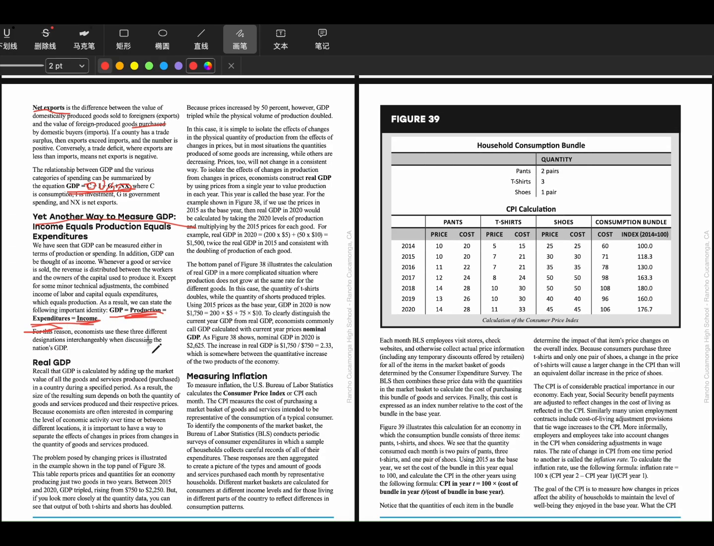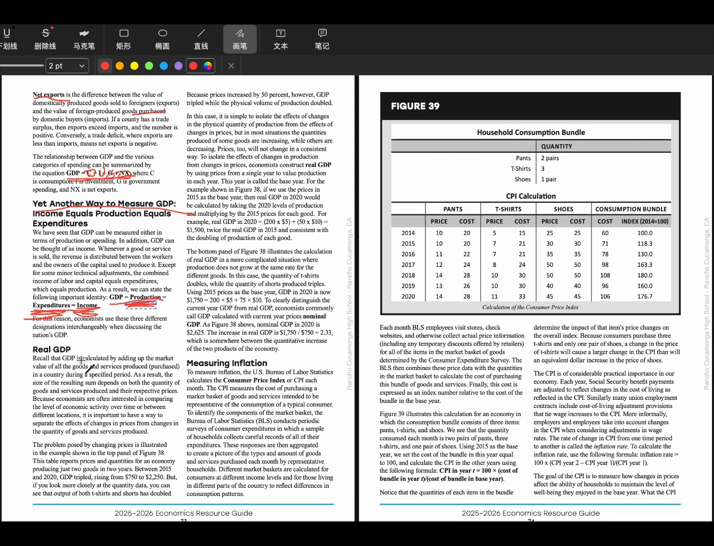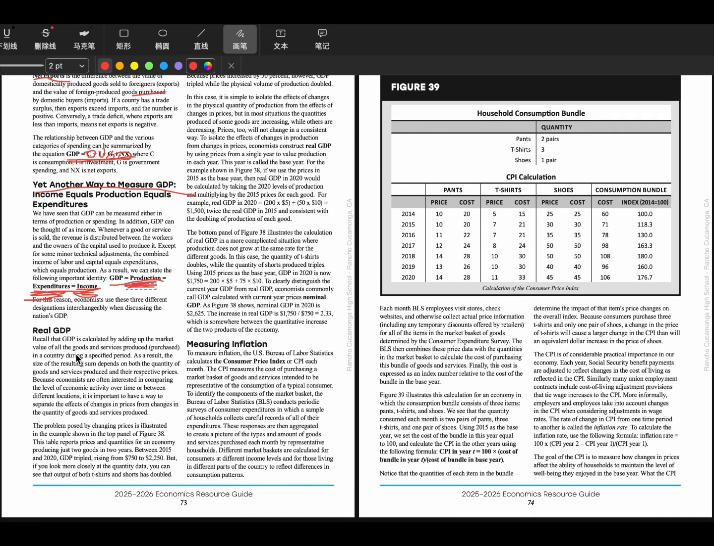So if the test ever gives you the GDP as expenditure, know that you already know the income and production. You do not need to memorize the formula for income and production, which is good.